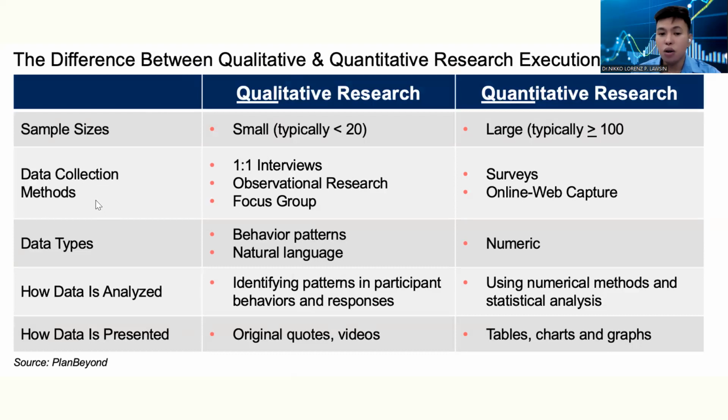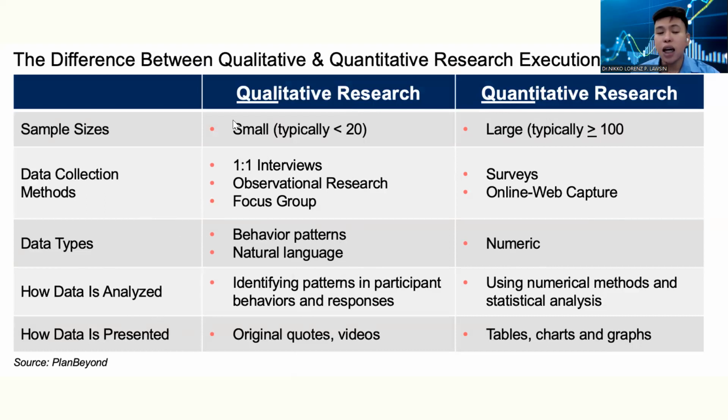Data collection methods, we could have one. For qualitative, we could have 1:1 interviews, observational research, or focus group discussion. In quantitative, we could have surveys or online survey using online web capture. Data types for qualitative, more on behavioral patterns, natural language. While for quantitative, you have numerical values.